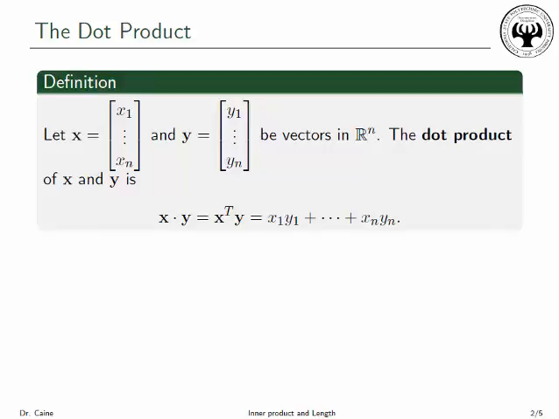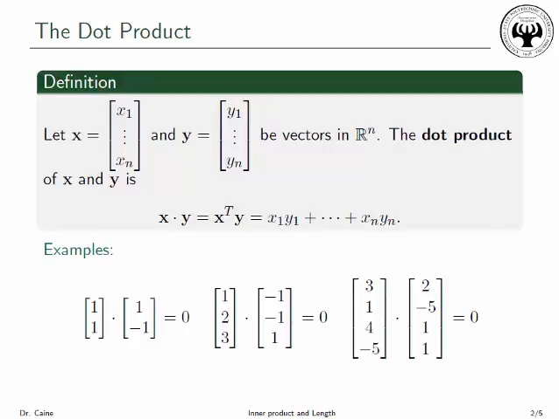The dot product is defined for vectors in Rn. You might have seen this before in multivariable calculus, where you talk about the dot product of vectors in R2 or R3. So if x is a column vector with entries x1 through xn, and y is a column vector with entries y1 through yn, then the dot product of x and y is defined to be the transpose of x, written as a row, times the column y, which then gives you a 1-by-1 matrix or a scalar, which has the products of the corresponding components added together, x1 times y1 plus x2 times y2, all the way down until xn times yn.